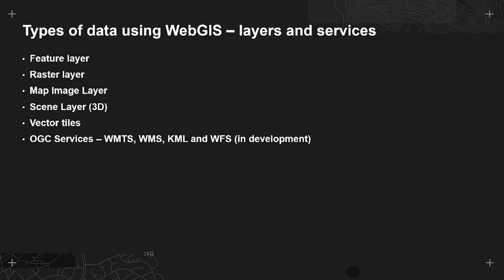So there are types of data using WebGIS layers and services. Within the ArcGIS Runtime client, we can view feature layers, raster layers, map image layers, scene layers, which are 3D layers, vector tiles, and OGC services. And please feel free to refresh yourself on this terminology using the Getting Started What is ArcGIS section we viewed later.